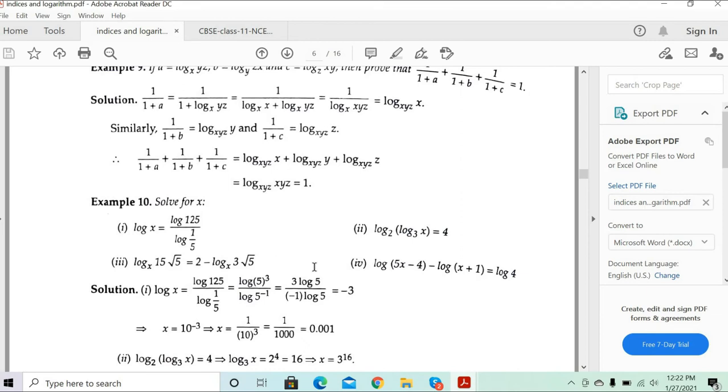Now log 2 log 3x. So basically, if you just assume the log 3 of x as some quantity, let's say k. Is it okay? Log 3 of x, yes, I represent as k. So log of k to the base 2 will be equal to 4. Correct? Now 2 to the power of 4 is equal to k. So k will be equal to 16. So log 3x is equal to 16. Correct? Yes, sir. Then again convert back to the exponent form. So 3 power 16 will be equal to x.